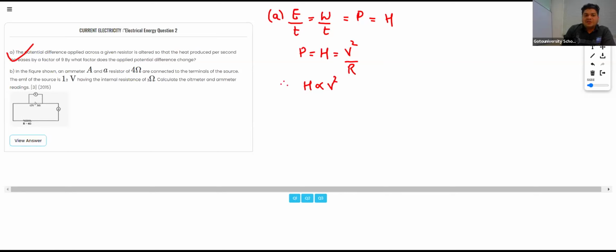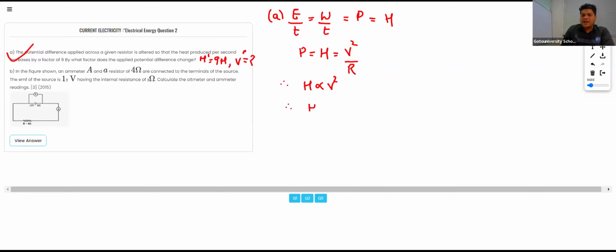See, the new one is V dash. Potential difference per second increased by a factor of 9. That means here in this case, new H is 9 times the previous H. What we have to find is the new potential difference. I will name it as V dash.